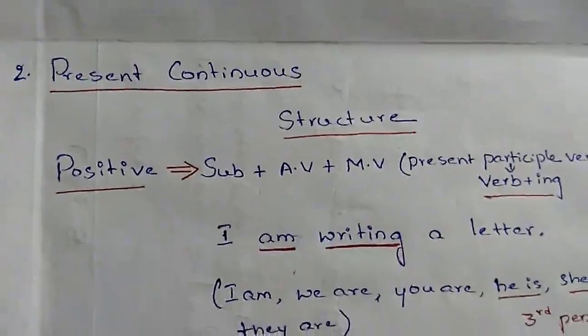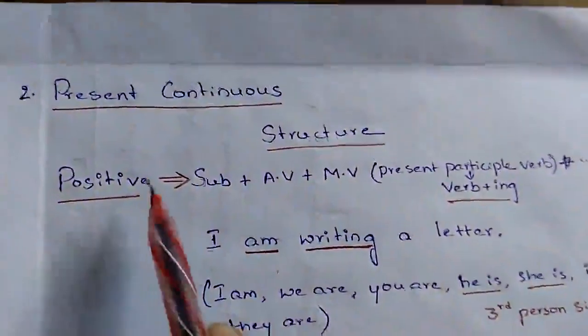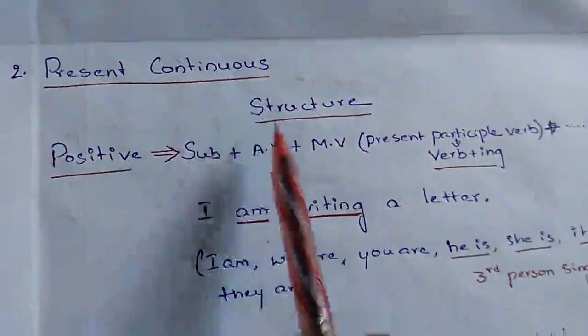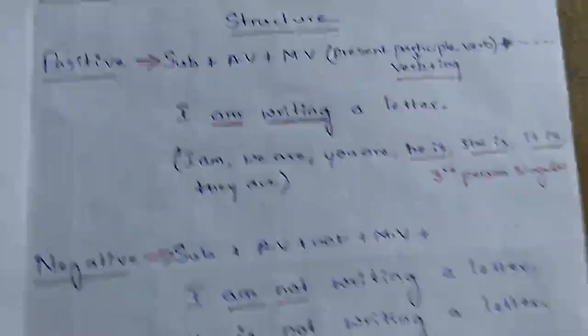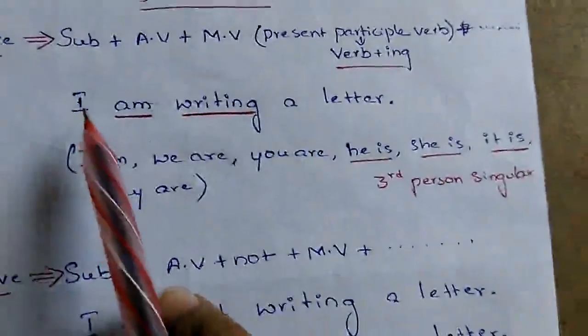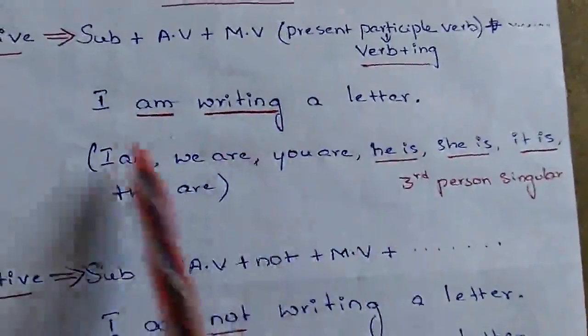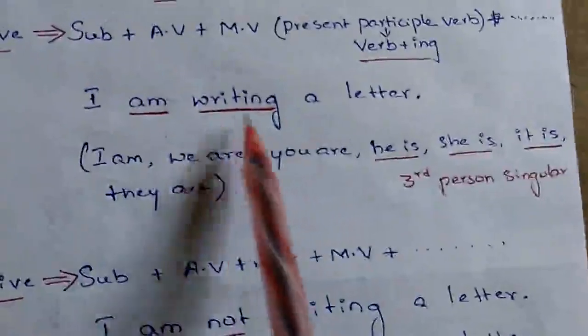Now we take the second type of present tense, that is present continuous. So what is the structure of this present continuous? If it is a positive sentence, I am writing a letter. This is a positive statement. And I am writing a letter.